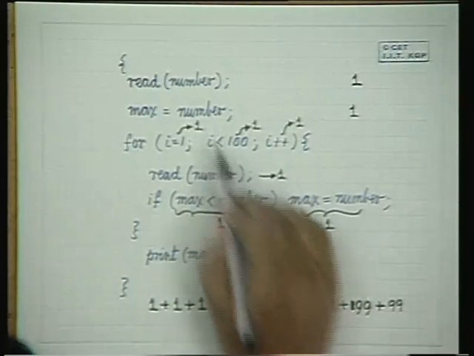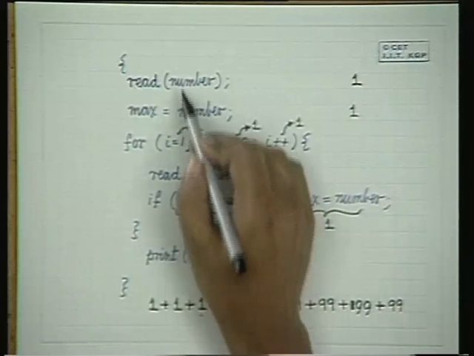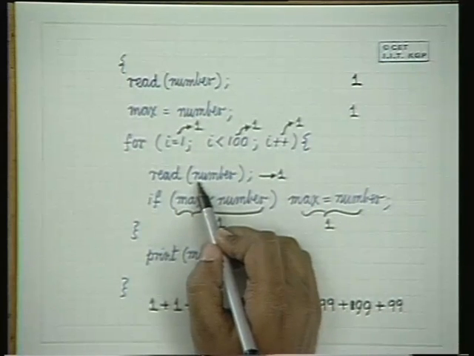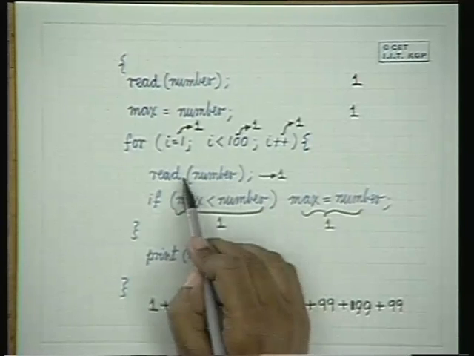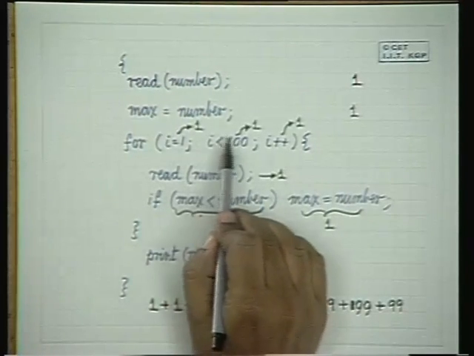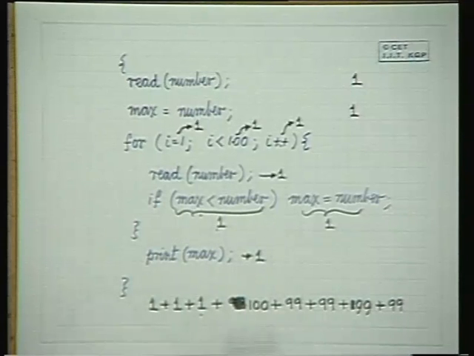So that is, this assignment statement will be executed 100 times, the read number will be executed 100 times, print will be executed once, and this one and this one, this one and this one will be executed 99 times. And we can add up and say this is the time required.